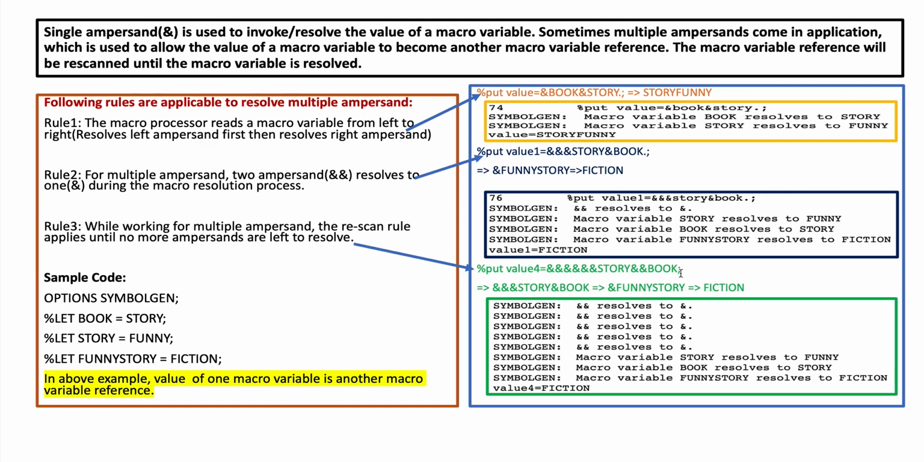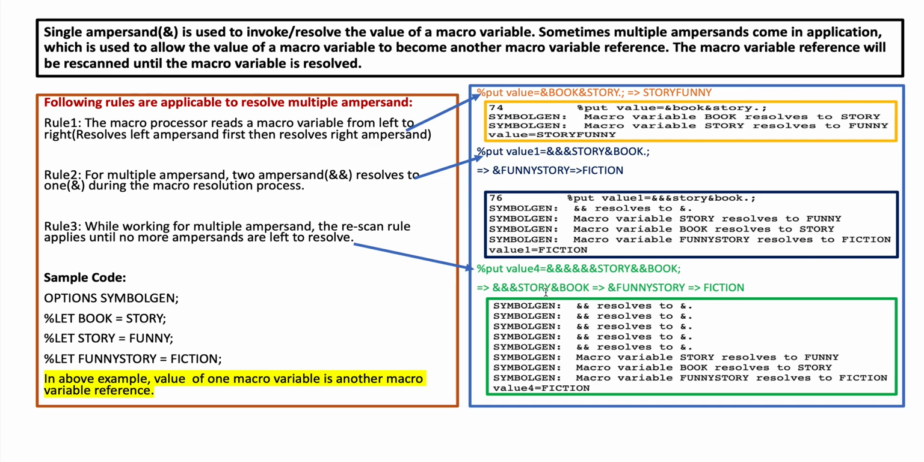First of all, 6 ampersand resolves to 3 ampersand. 1, 2, 3. Because this is an even number, that's why it will remain here as story. And 2 ampersand resolves to 1 ampersand and becomes here book. This is the first step. Then next step, 2 ampersand resolves to 1 ampersand.